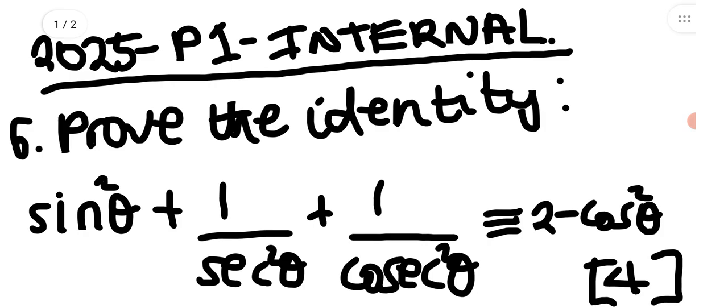And in this video, we're answering the 2025 Paper 1 Internal Proving the Identity question. This is question 6. It reads, prove the identity sine theta squared plus 1 over sec theta squared plus 1 over cosec theta squared is equivalent to 2 minus cos theta squared. And this 2025 paper was carrying 4 marks as per custom.